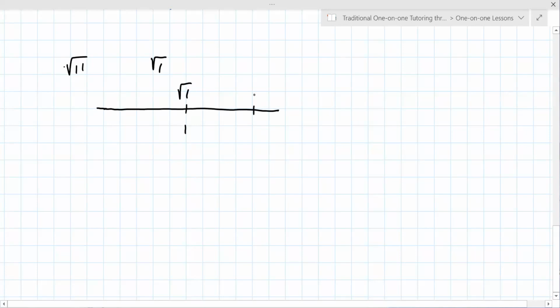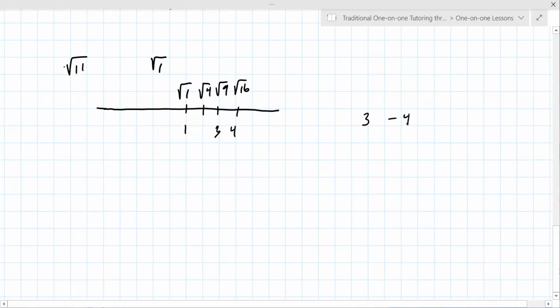So let me do it this way. The square root of 4 is 2. The square root of 9 is 3, and the square root of 16 is 4. Okay, so where does 11 fall? 11 falls between these two. So you know it's between 3 and 4.